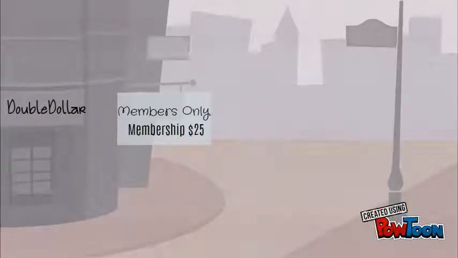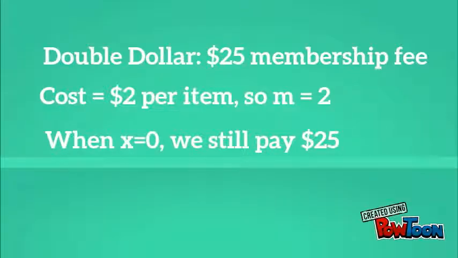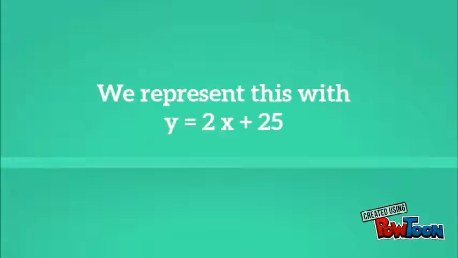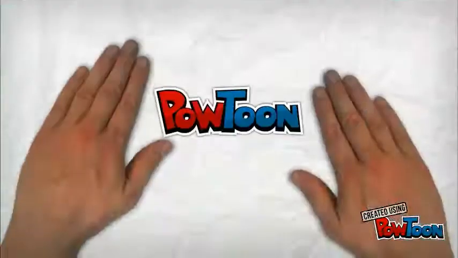A suspiciously identical-looking competitor store has also opened and is now charging membership at only $25. This competitor, called Double Dollar, has a one-time $25 membership fee. However, the cost is $2 per item, so our rate of change is 2. And when we don't buy any items, we are still paying $25 for the membership fee. We represent this with the equation y = 2x + 25, where 2 is our rate of change and 25 is the membership fee.